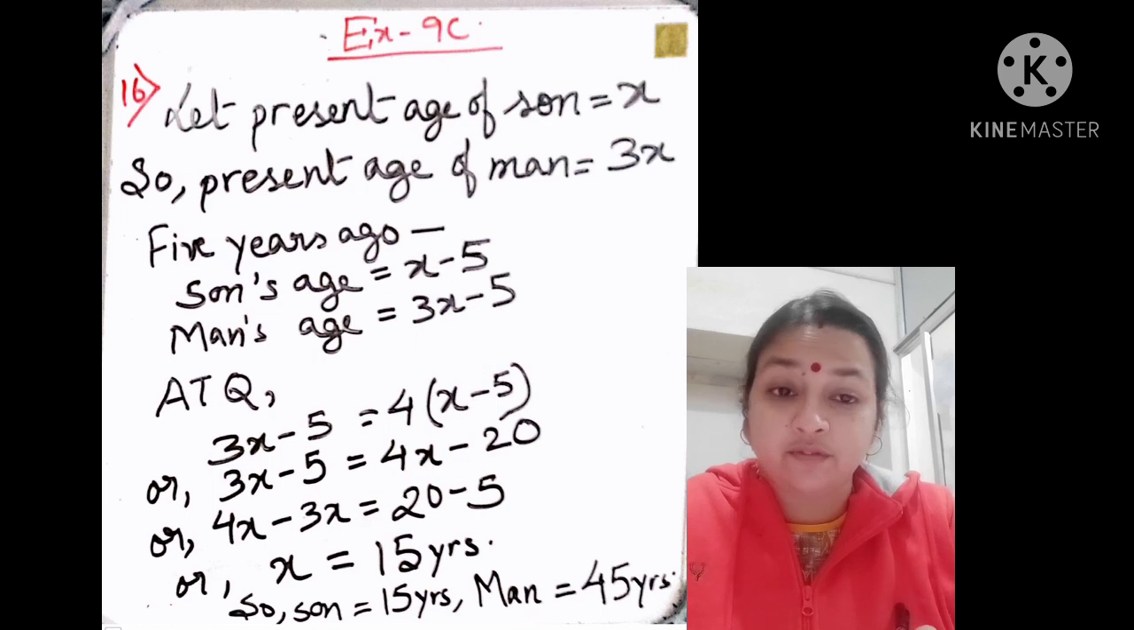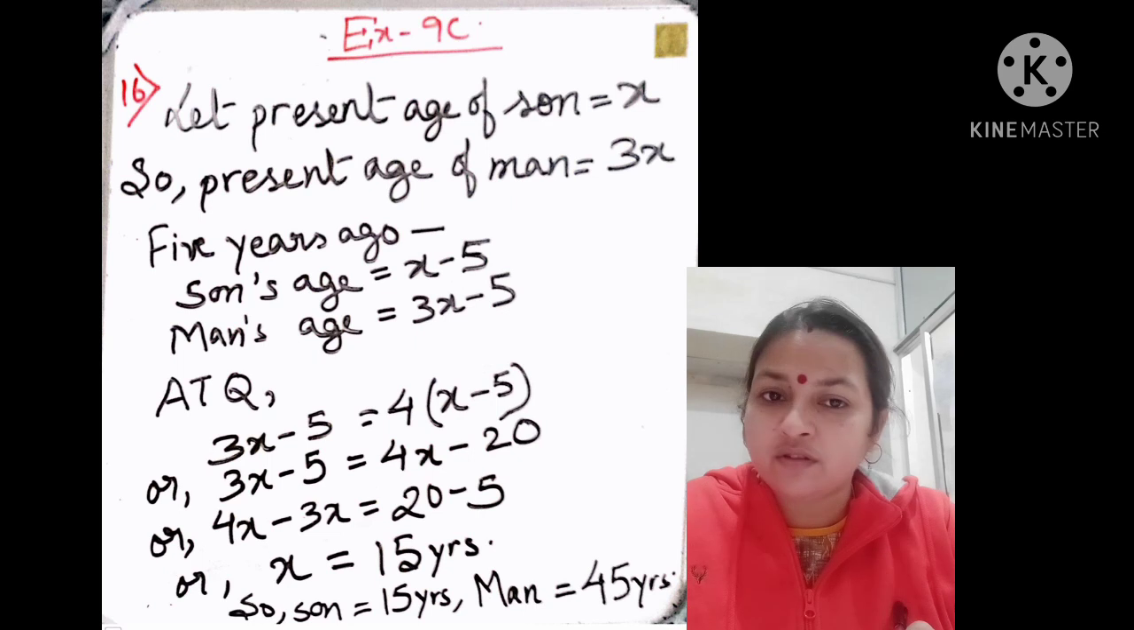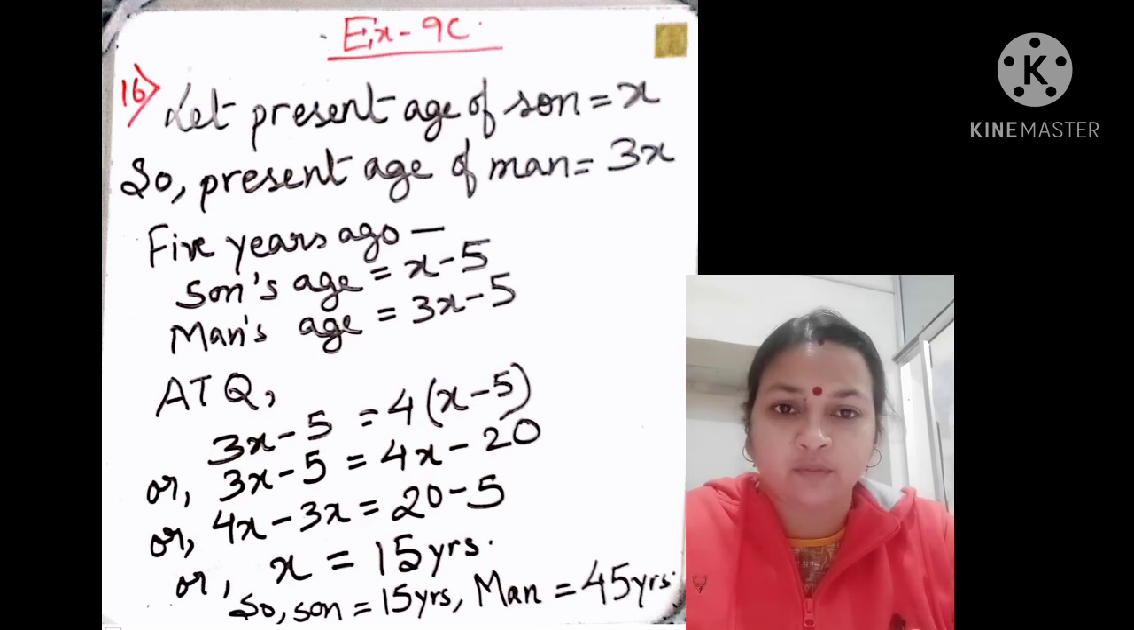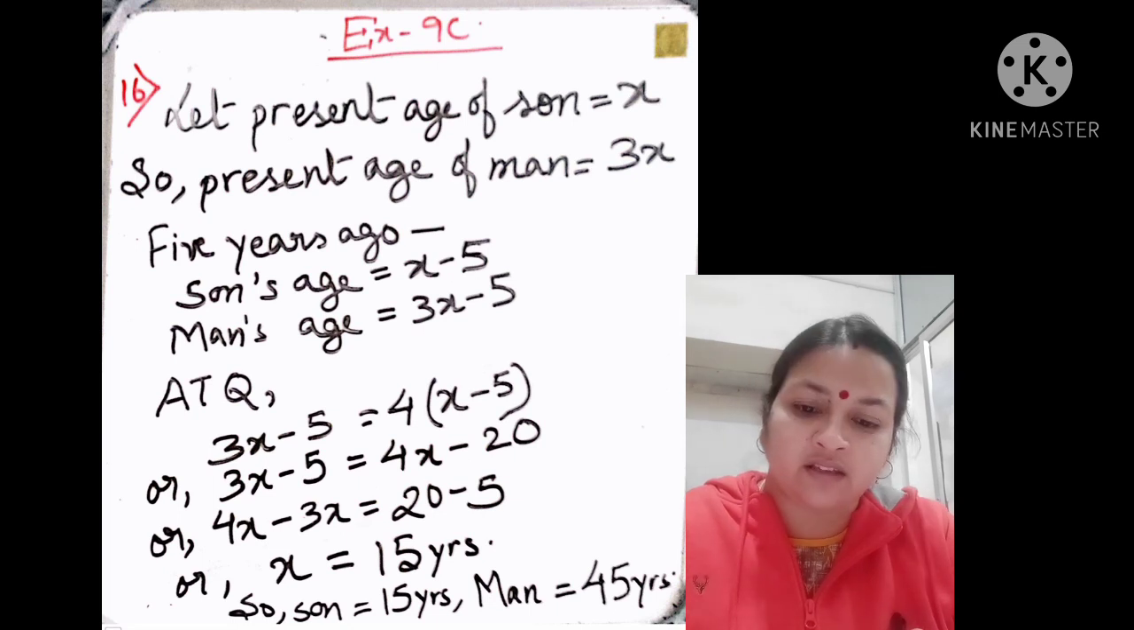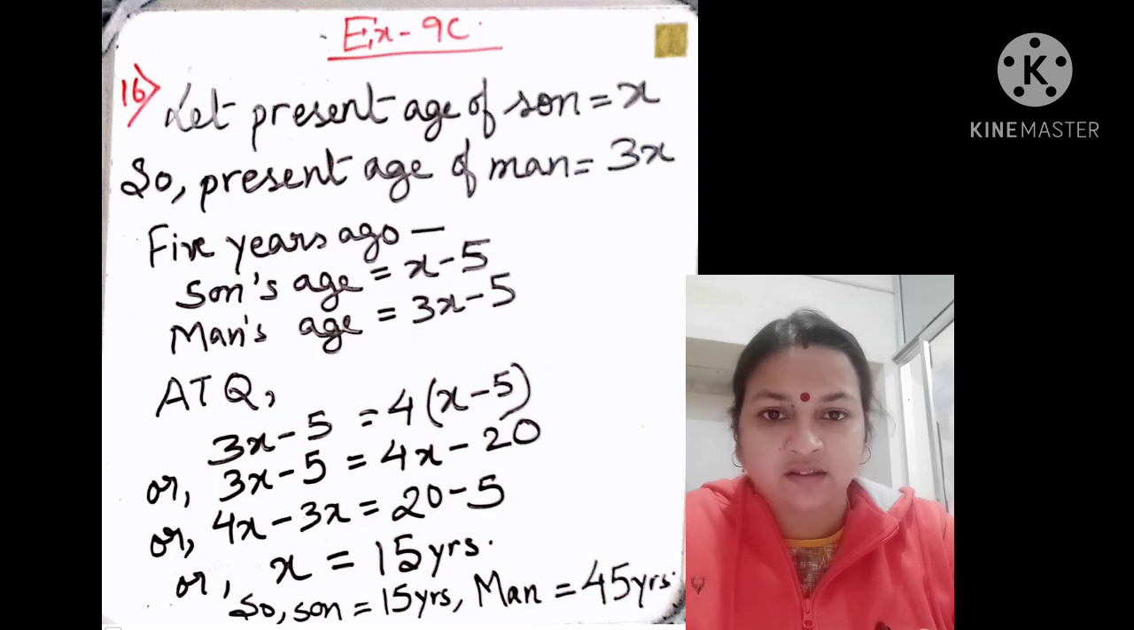Question number 16. Question 15 you will try yourself. Okay, so a man is thrice as old as his son. Five years ago, the man was 4 times as old as his son. Find their present ages. So as usual, what is the rule we follow? We take the younger one, the smaller one's age. So let the present age of the son be x. So the man's age will be 3x, right?